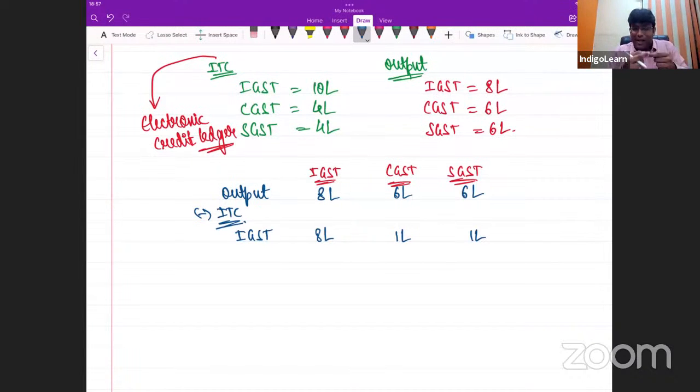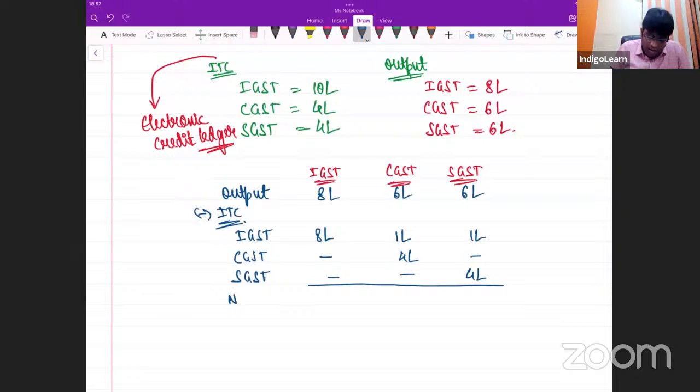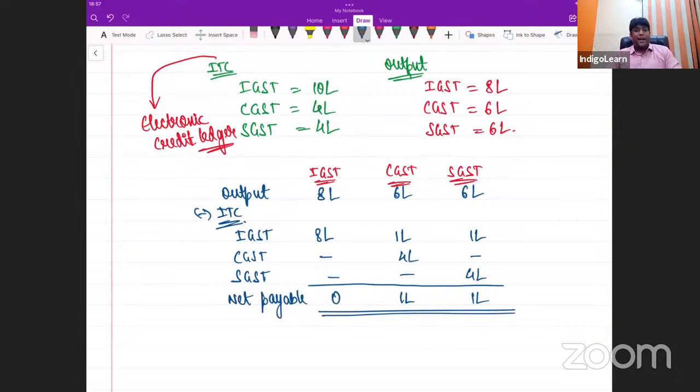That's the meaning of the words, any order or any manner. Then CGST figure 4 lakhs, SGST figure 4 lakhs. And net payable: this is 0, this is 1 lakh, this is 1 lakh. This is how we utilize our balance in the credit ledger, utilization of input tax credit.